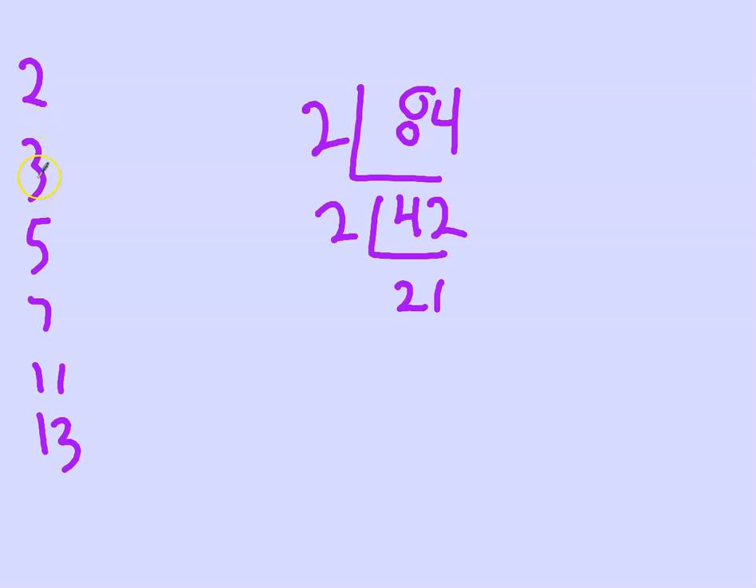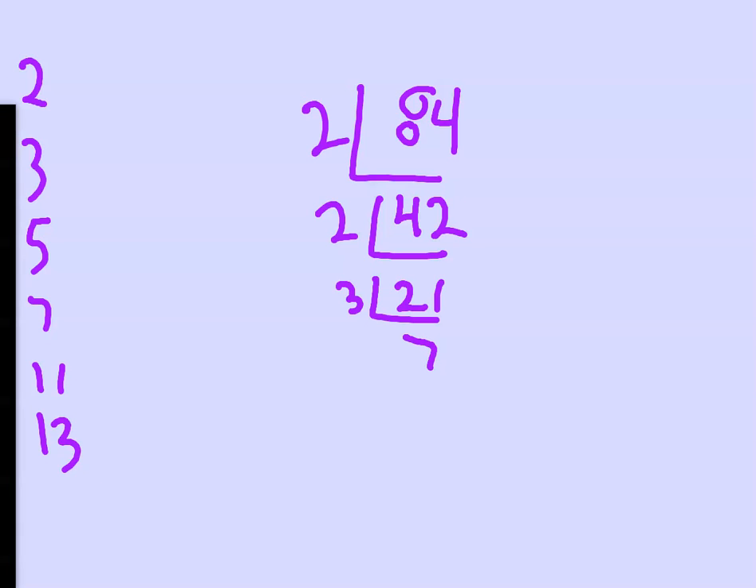Can it be divided by 3? Well, yeah. Okay, and I get 7. Well, 7's prime. So now I've got my list, 2, 2, 3, and 7. I don't have to worry about putting them in order. They're already in order for me. So let's try another one.